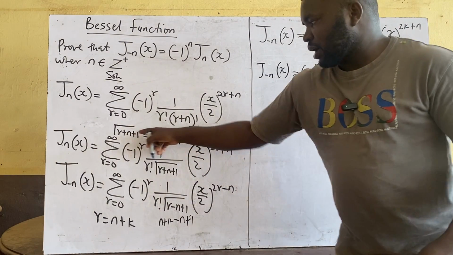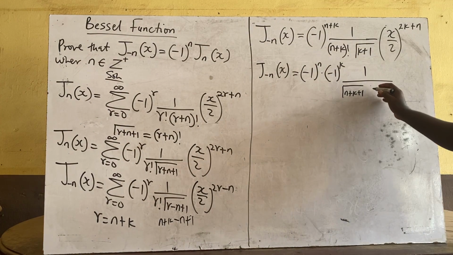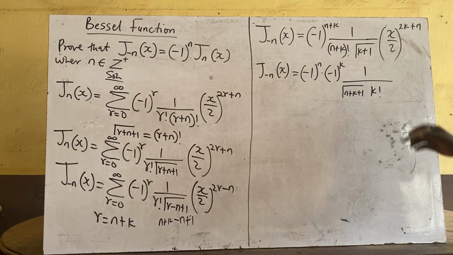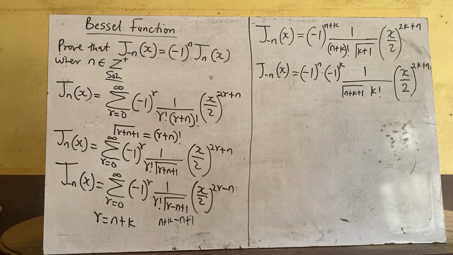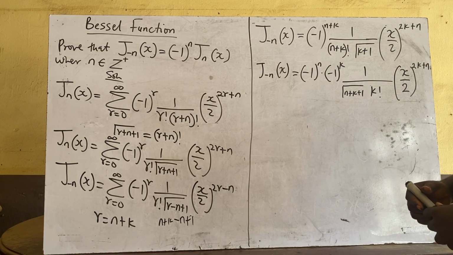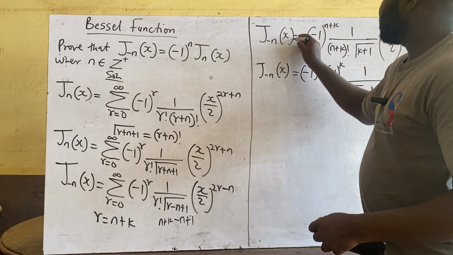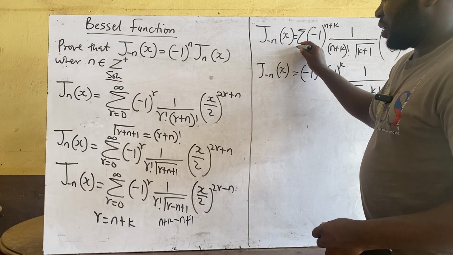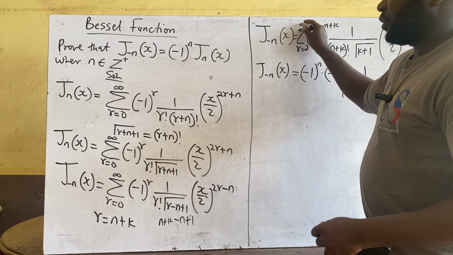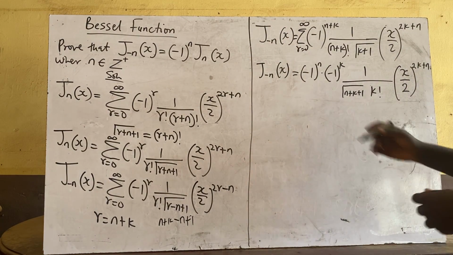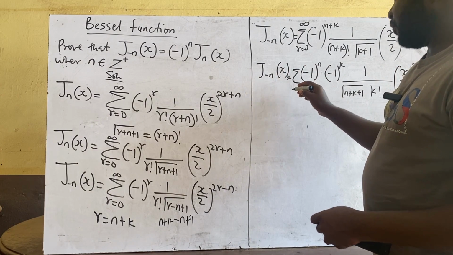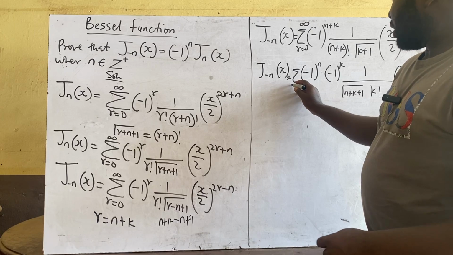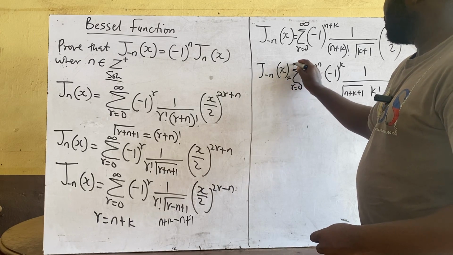According to this, and then this one is something like k factorial. Yes, then I'm left with x over 2 raised to power 2k plus n. So having this now, oh, sorry, I forgot our summation. There is a summation here, where r is starting from 0 to infinity. So don't forget the summation. So I'm going to have that this is now the summation of r starting from 0 to infinity.